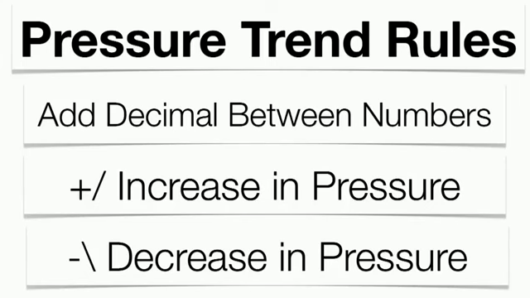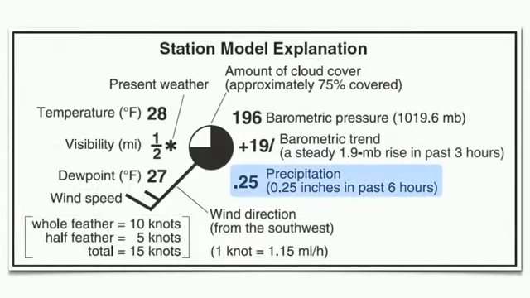The last variable is going to be your precipitation. This is the only piece of information on your station model that actually has a decimal on the station model itself. So with your precipitation, it's very important to be able to identify that. That's going to tell you how much has fallen over the last 6 hours.